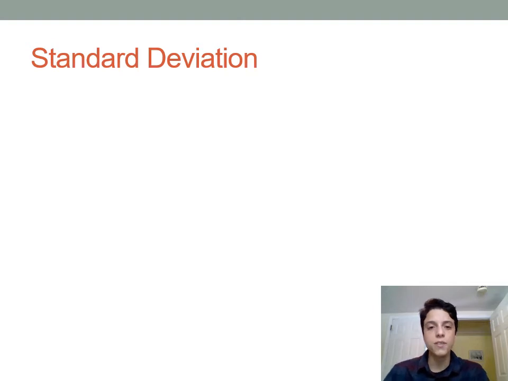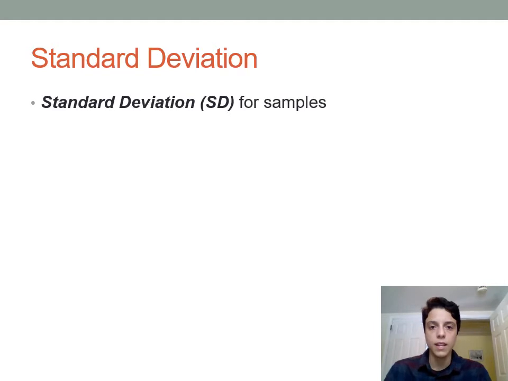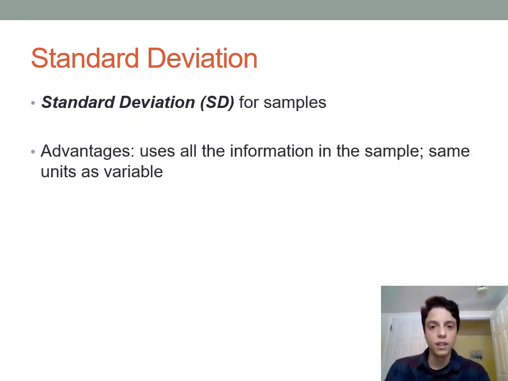So all of this brings us to our final measure of variability, which is the standard deviation. And I'll go over the standard deviation formula in a moment, but before I do, I'll just talk a little bit about it. An advantage of the standard deviation, and the reason that it's the most commonly used measure of variability, is that it uses all the information in the sample.